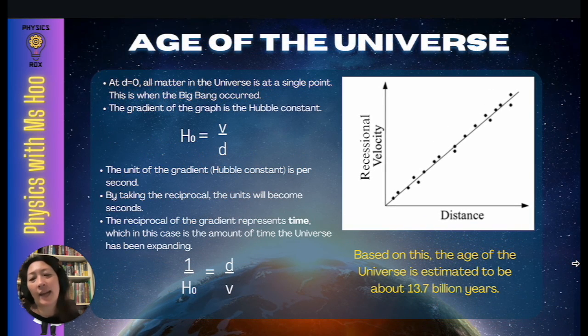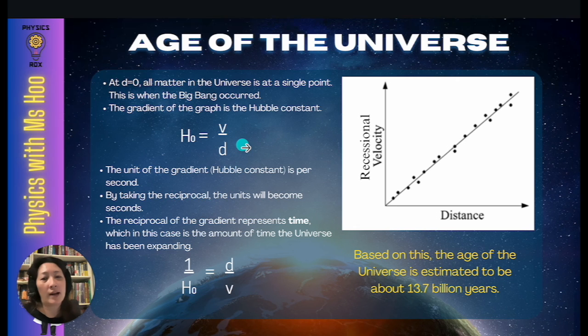So if we take a closer look at this graph, we'll find that this graph is able to give us a lot more information than just the Hubble constant. You see, when the distance is 0, this means that all matter in the universe is at the same point because d is 0, right? So there's no distance, there's no space between all those objects. So what this means is that at distance 0, this is when the Big Bang occurred.